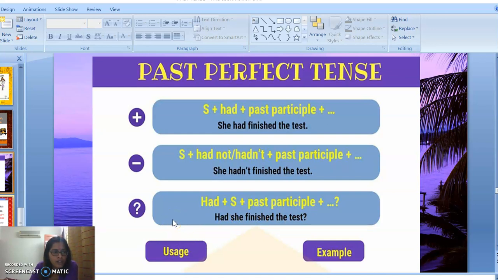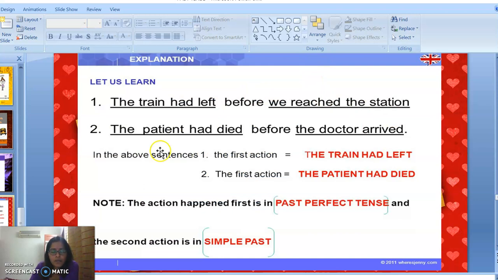But before I go, I would like to share one more slide with you. So I will just explain past perfect tense a bit more. Let's learn. The train had left before we reached the station. Second example, the patient had died before the doctor arrived. So here there are two clauses. Obviously, the sentence is one. In the first clause, the train had left, and in the second clause, before we reached the station. So this sentence contains two past actions. We have to identify the action which took place first in the past and the action which took place after the first action got over.